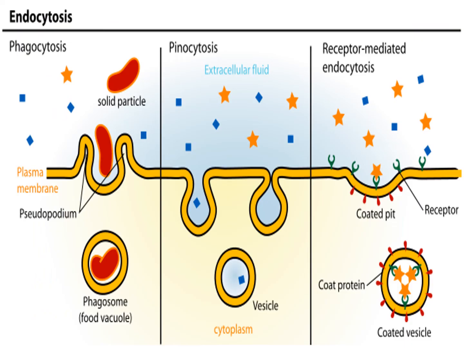There are different types of endocytosis. You'll not be quizzed or tested on any of these, but phagocytosis is what I mentioned before, how some unicellular organisms will eat.